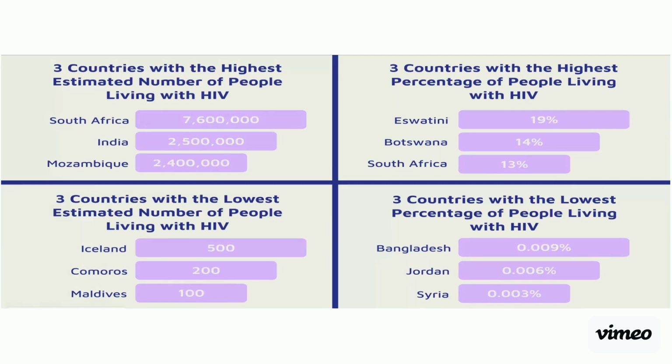These bottom two are the opposite. They're the lowest. So the 3 countries with the lowest estimated number of people living with HIV. This one's kind of backwards because the shortest one's on the bottom. So the Maldives, Comoros, and then Iceland. And then again, we see differing with the 3 countries with the lowest percentage being Syria, Jordan, and Bangladesh.